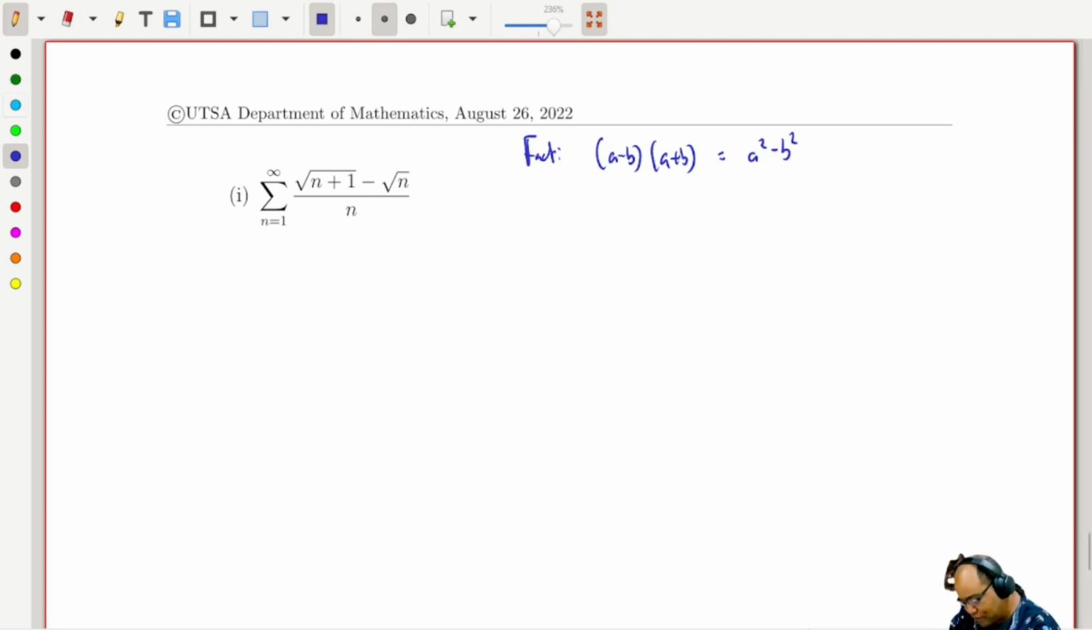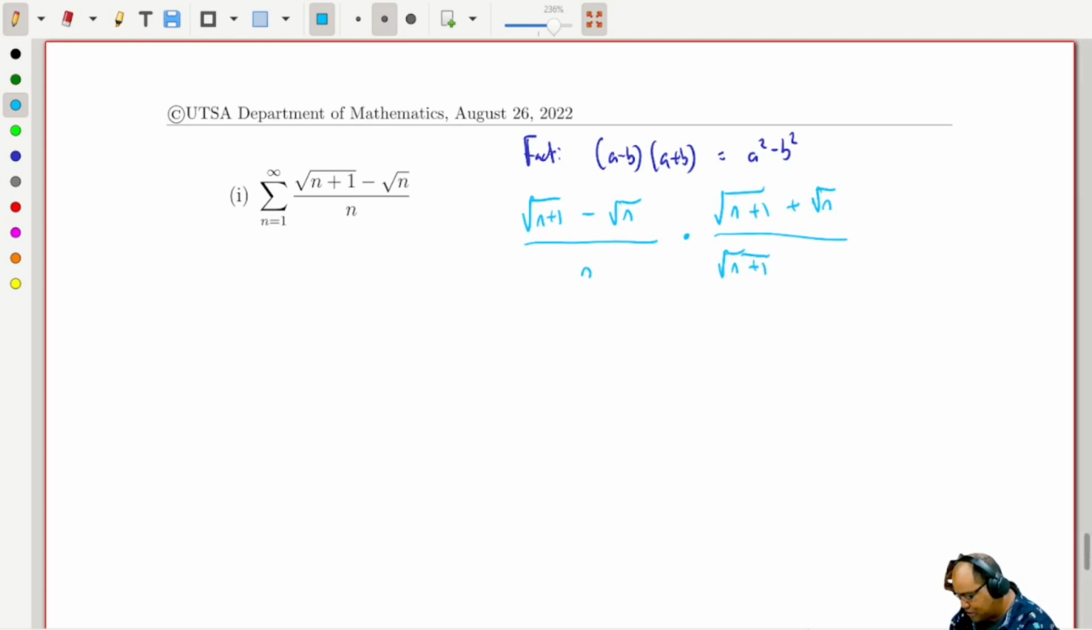And so what I'm going to do here is prime this. We're going to rewrite our summands, square root of n plus 1 minus square root of n over n. I'm going to go ahead and multiply and divide by the conjugate, so we're going to multiply and divide by square root of n plus 1 plus square root of n.